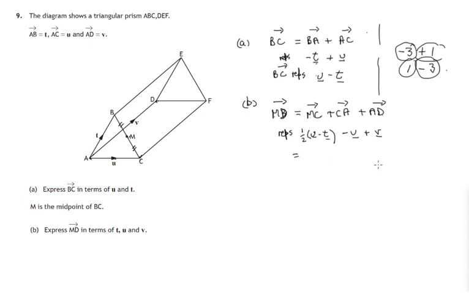Now, we need to simplify this. Let's get rid of the brackets. It's a half u minus a half t minus u plus v. Now, a half u minus 1u will be negative a half u. There's minus a half t, and there's a plus v. So that's fully simplified. So long as you keep v positive, you can write it as v minus a half u minus a half t. Either of these two versions would be okay.